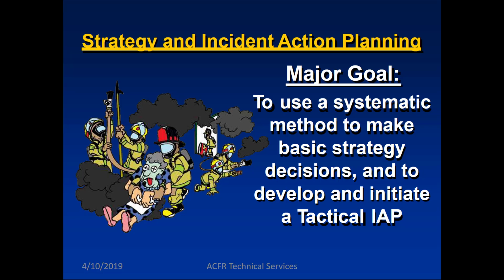So once we have those fixed factors, and we have incident command in place, we have to come up with that strategy and incident action plan. We've looked at everything, we've done our size up. Now we have to make that systemic approach. We have to take that systemic method to make basic strategy decisions and develop and initiate that tactical incident action plan.